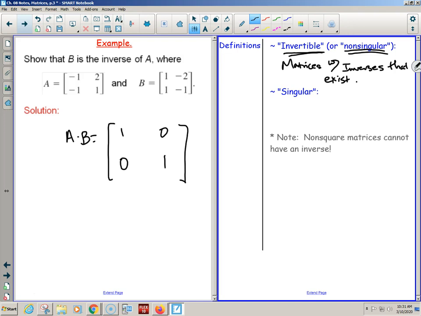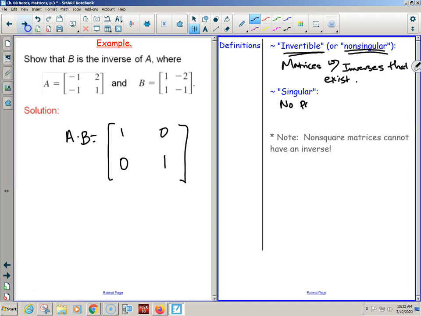Which is a little awkward because non is a negative word, but it's pointing to a positive characteristic. It's a little awkward, which means it's going to be a little hard to remember unless you attach something about the word and the meaning. But think about it. If non-singular means it has an inverse, what does singular mean?